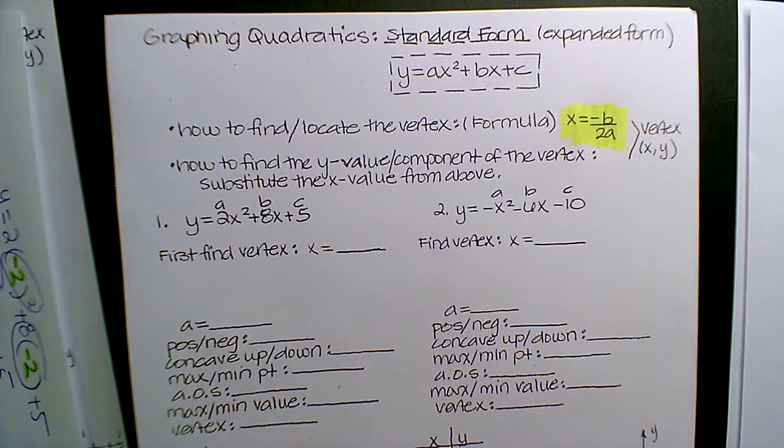So everything else is the same. Everything else cleans up really nicely. If you're good at it, you're going to run right through. However, it's just the vertex that's the slow part because you have to do the minus b over 2a. Okay?